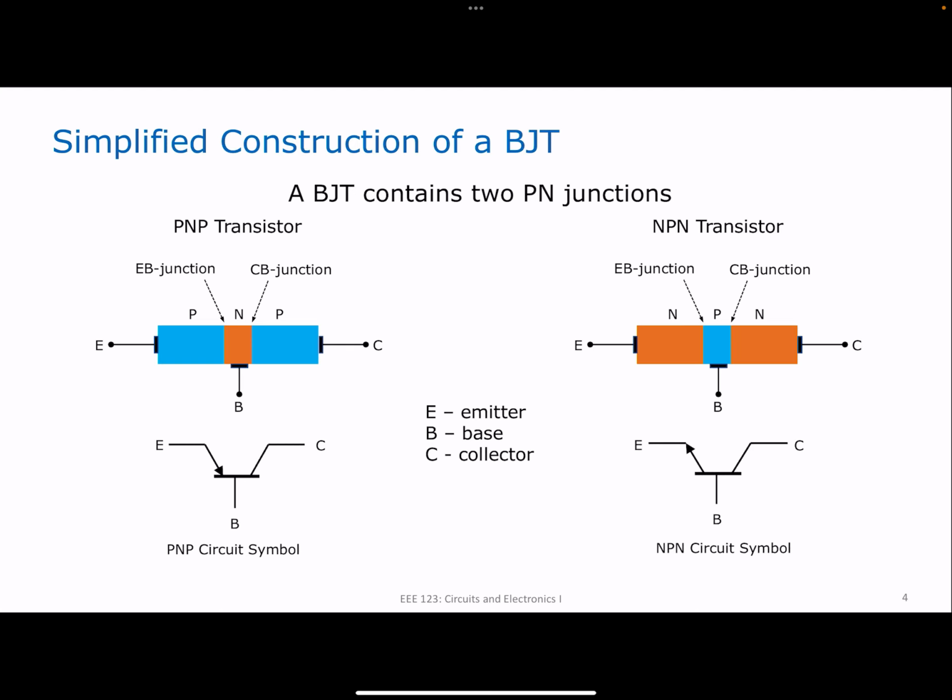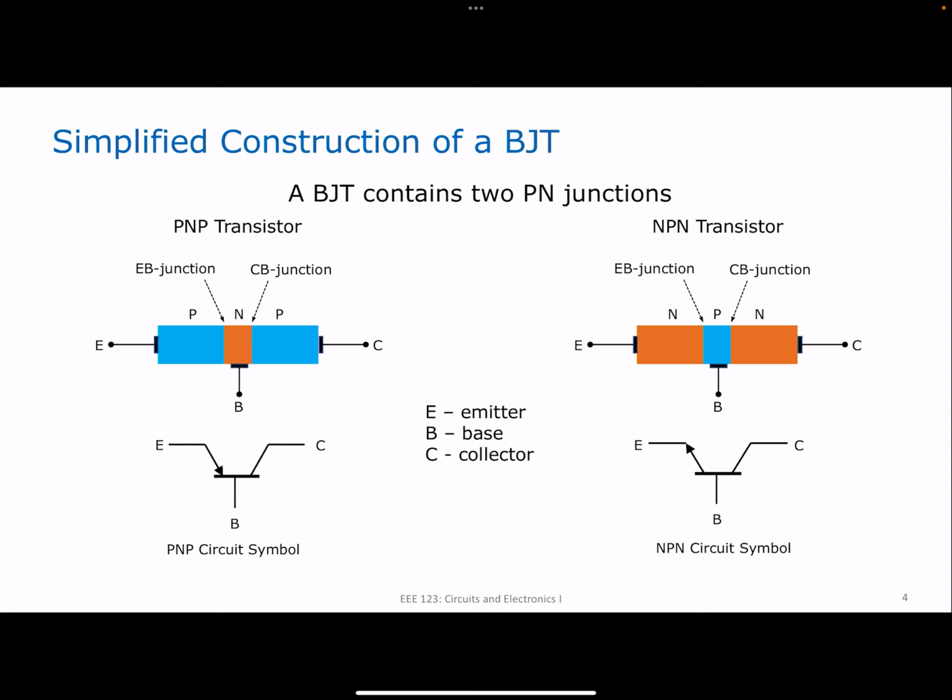Okay, here are the circuit symbols. This is the circuit symbol for a PNP. Notice that you have an arrow from the emitter going toward your base. The arrow is the direction of current flow when your emitter base junction is forward biased. So imagine this to be a diode from your emitter to your base. When that is forward biased, what direction will the current flow? It will flow from your emitter to your base. That's why your arrow is pointing in this direction.